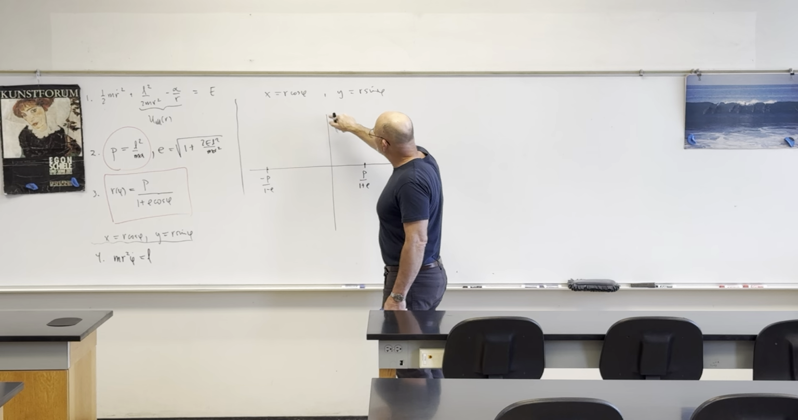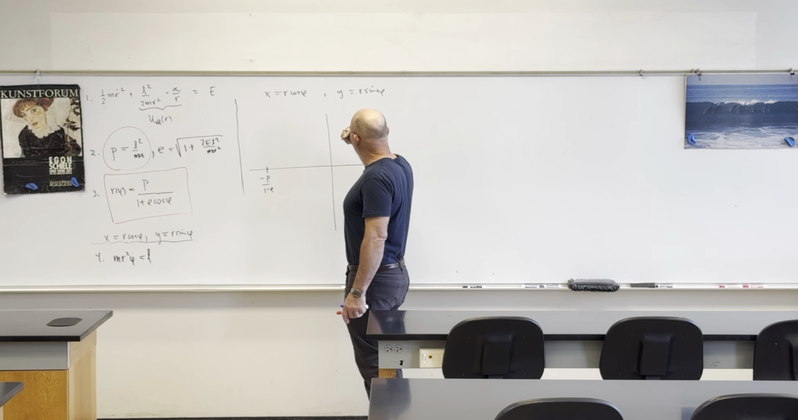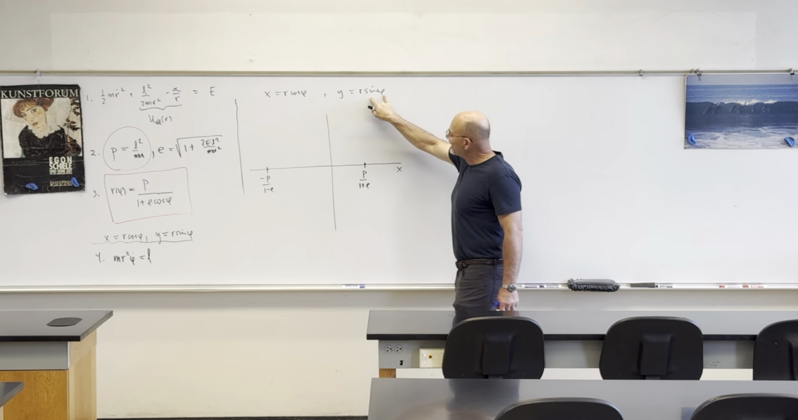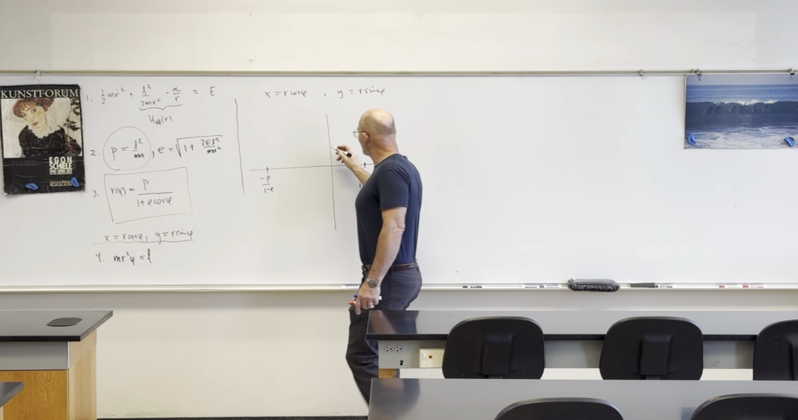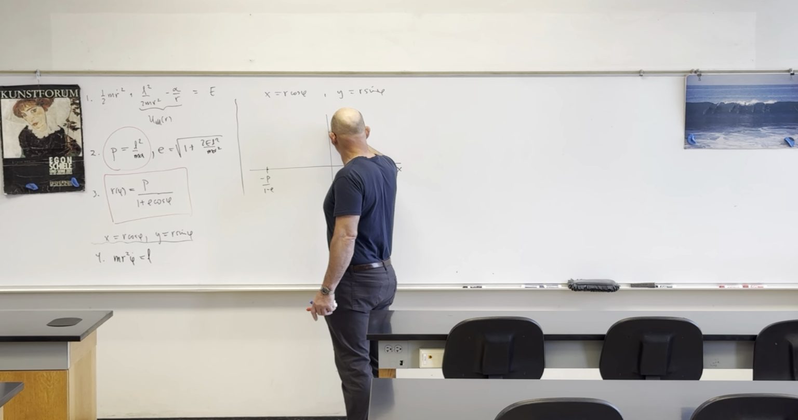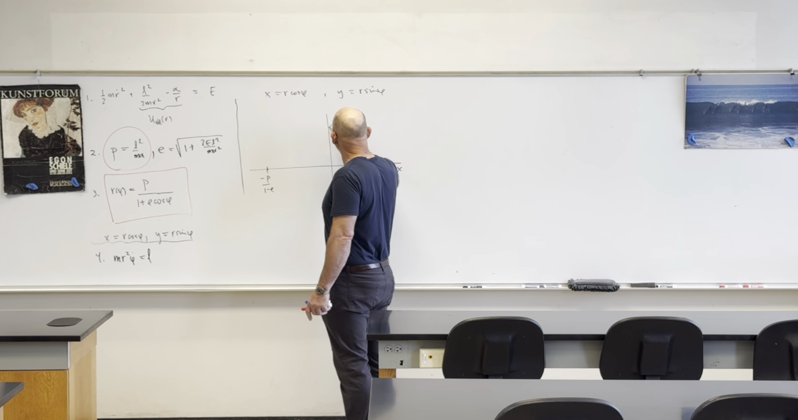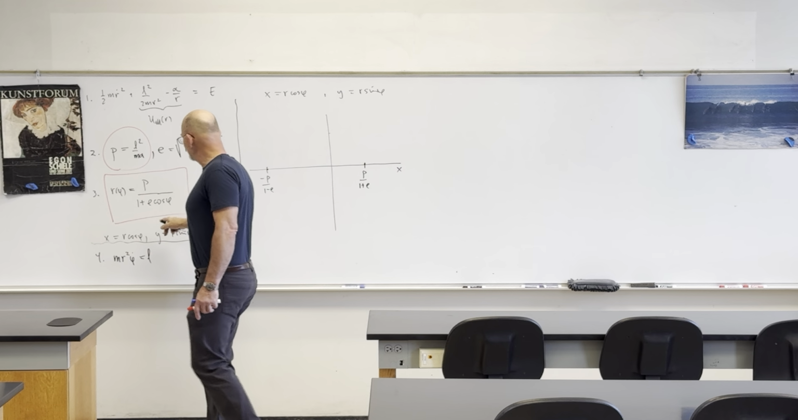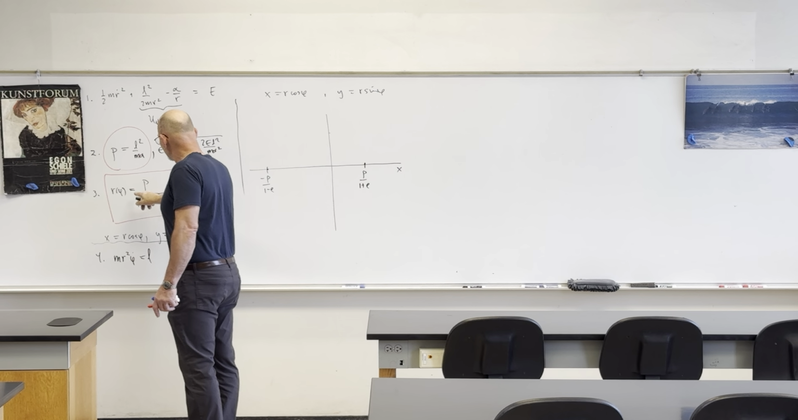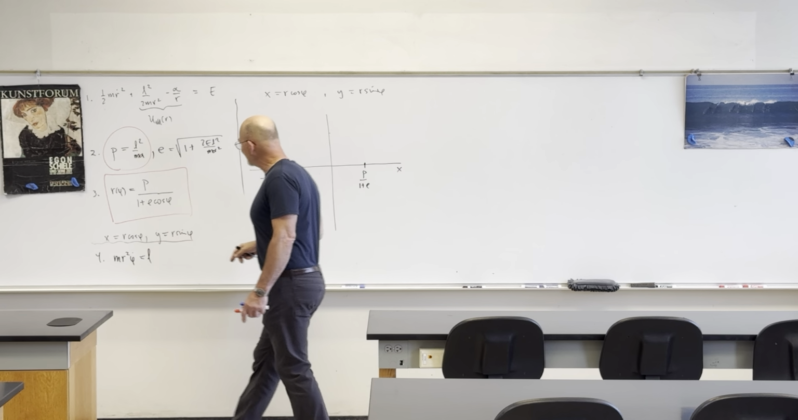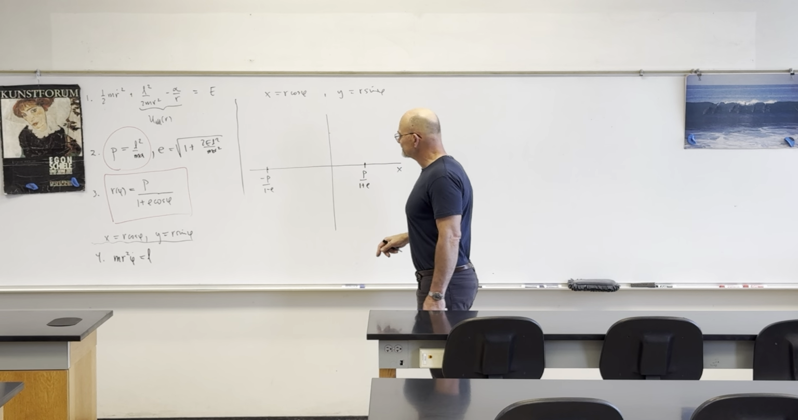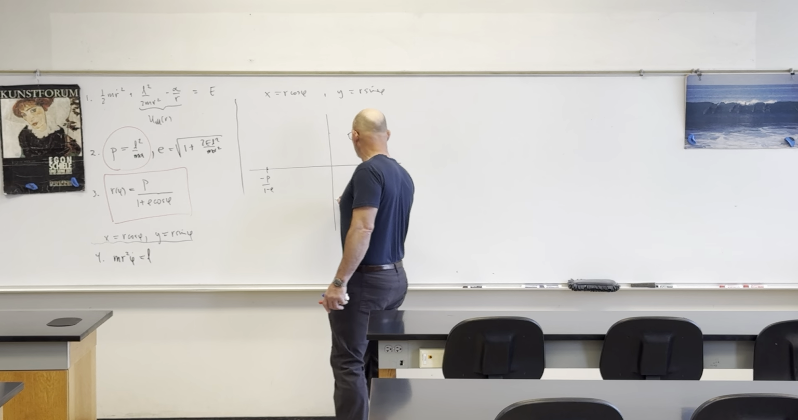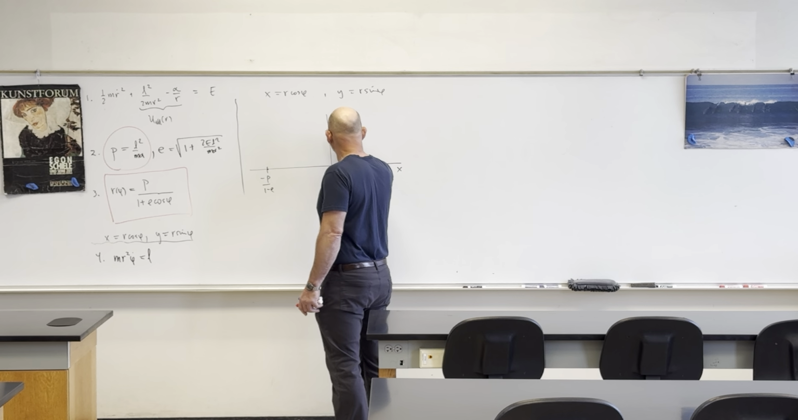Now, the other 2 points we can easily get is when phi is equal to pi over 2, because then we've got a 0 here and a 1 here. So when phi is equal to pi over 2, I'll put it right here, we have r of phi is just equal to p. And minus p over here.